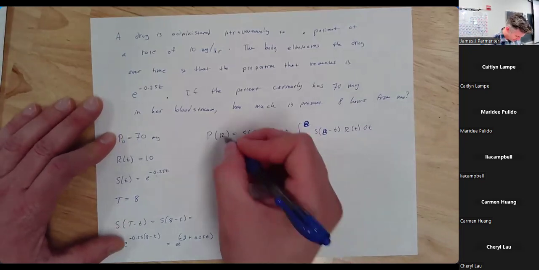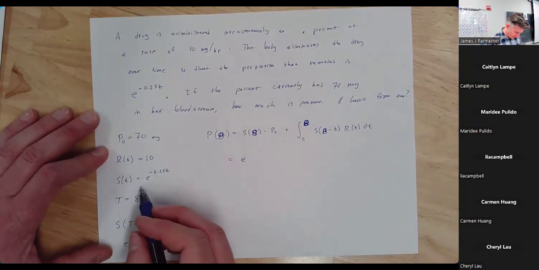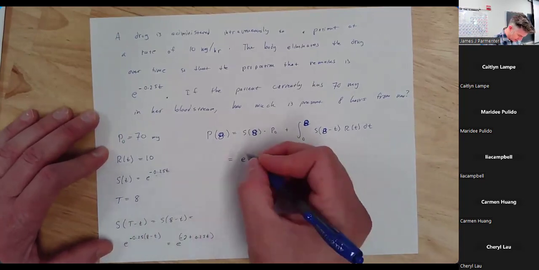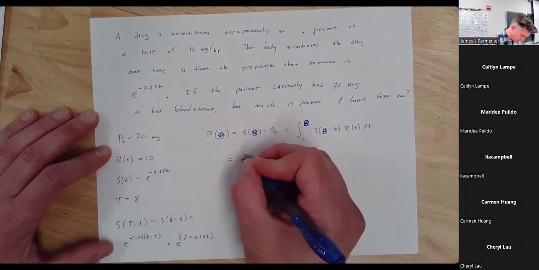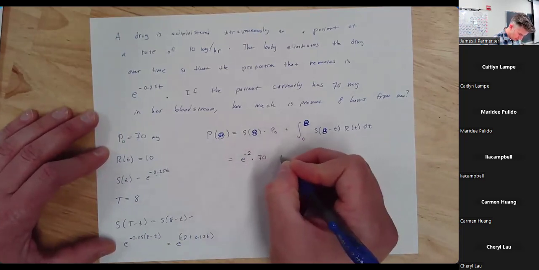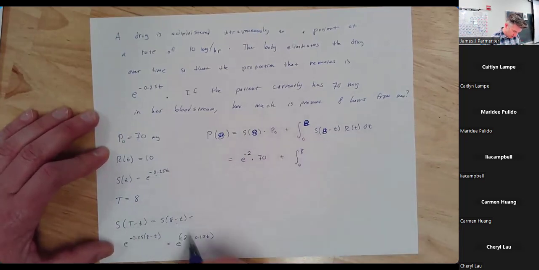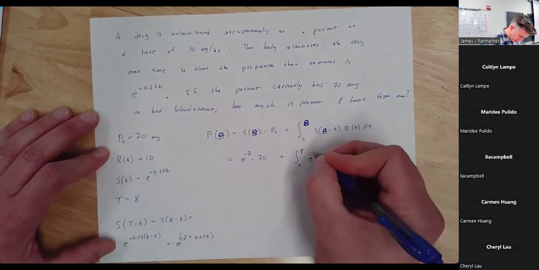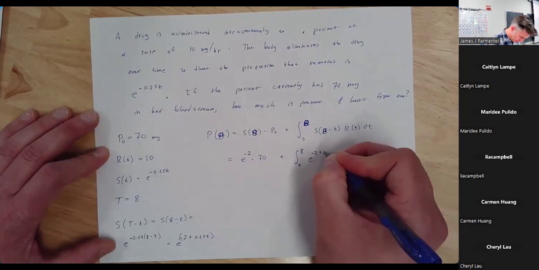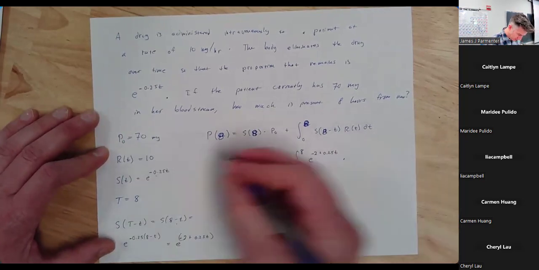So then we get S of 8, which is going to be e to the negative 0.25 times 8, which is just e to the negative 2, times P naught, which is 70, plus the integral from 0 to 8 of our S of 8 minus t, which was e to the negative 2 plus 0.25 t, and our R of t was just 10.